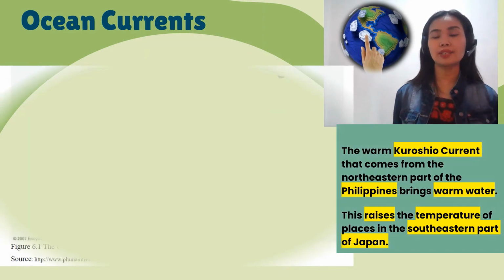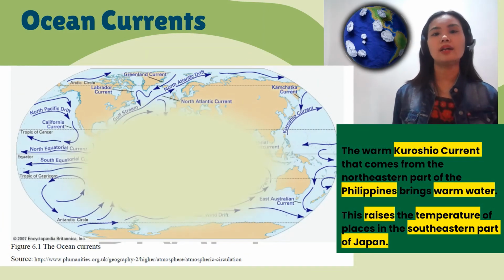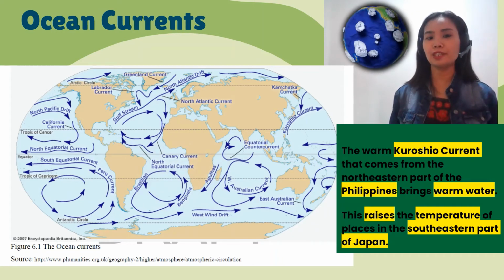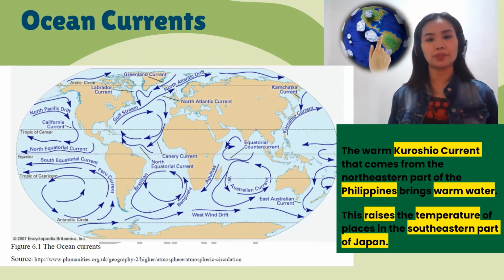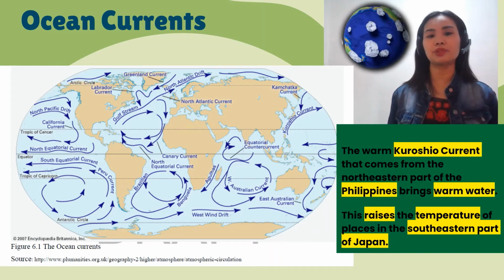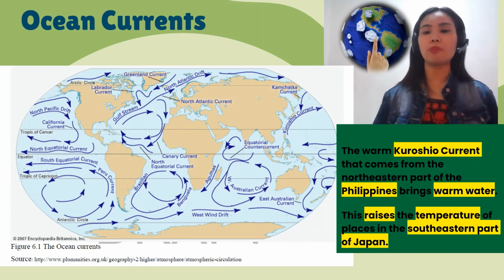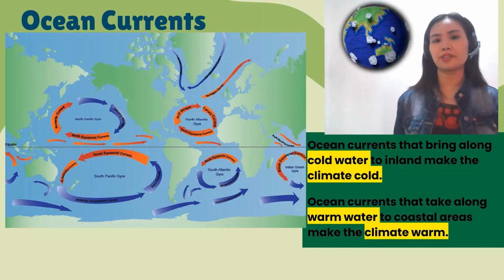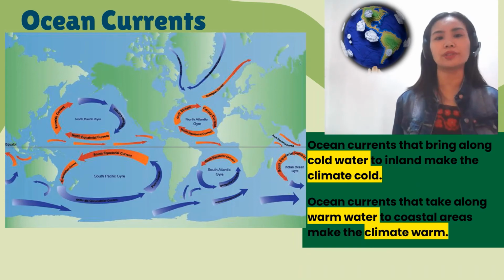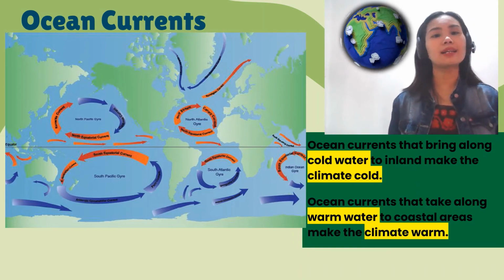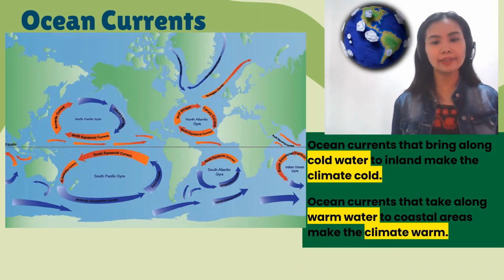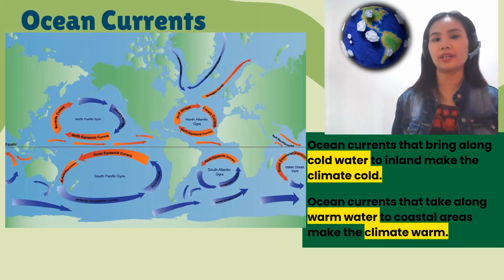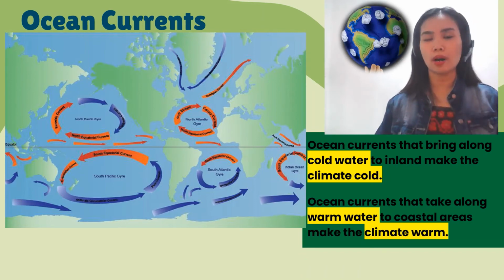For example, as you can see in figure 6.1, the warm Kuroshio current that comes from the northeastern part of the Philippines brings warm water. This raises the temperature of places in the southeastern part of Japan. Therefore, ocean currents that bring along cold water to inland make the climate cold. On the other hand, ocean currents that take along warm water to coastal areas make the climate warm.